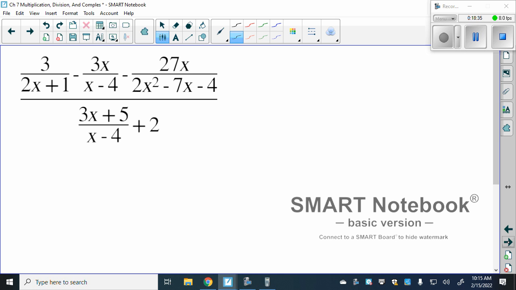Now, this here is the last one we're going to look at. Interestingly enough, 2x squared minus 7x minus 4 actually factors to 2x plus 1 times x minus 4.